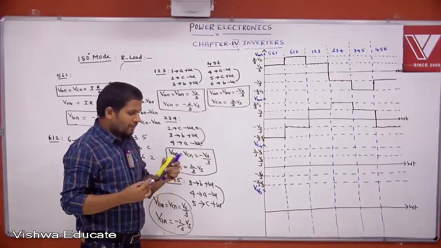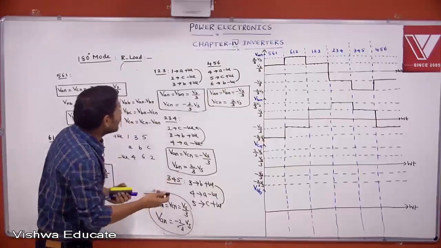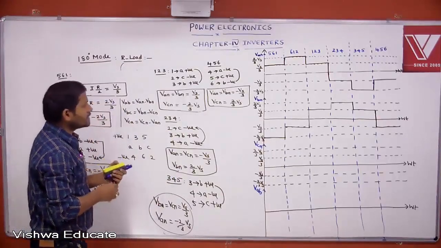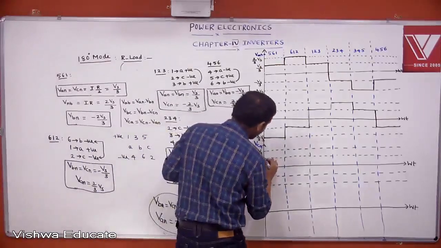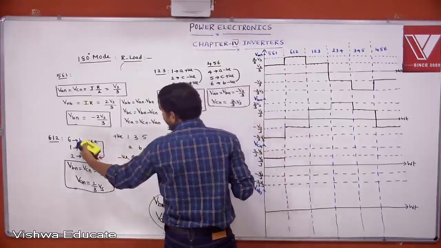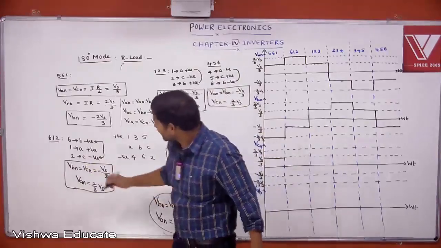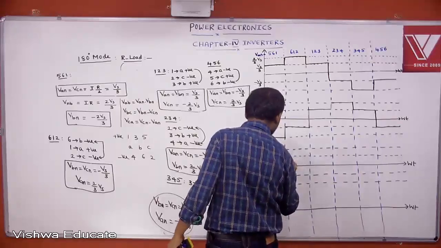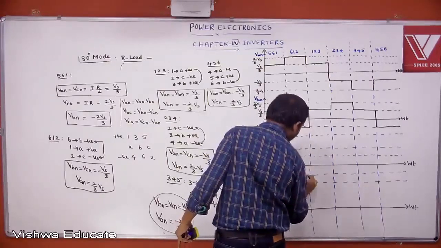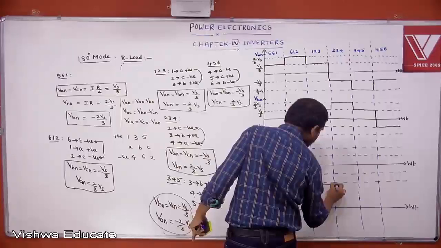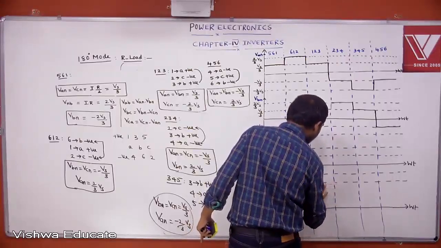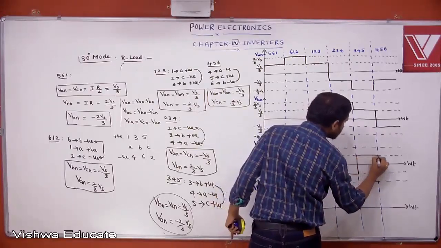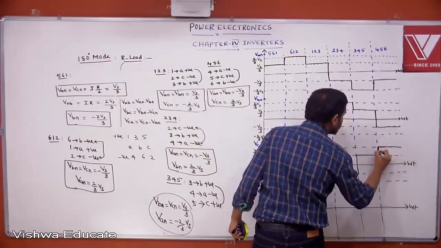Then similarly you draw the C phase voltage wave shape. C phase voltage means if 561 is conducting, what is the C phase voltage? C phase voltage is Vs by 3. Then 612 is conducting. If 612 is conducting, what is the C phase voltage? Minus Vs by 3. Like this you represent. Then we can get minus 2 by 3 Vs. Then minus Vs by 3. Then plus Vs by 3. Next 2 by 3 Vs.